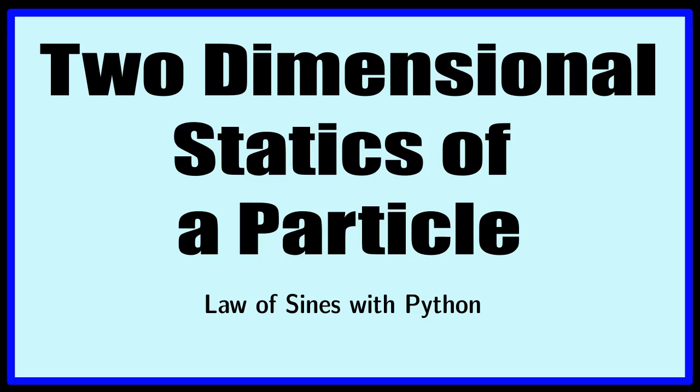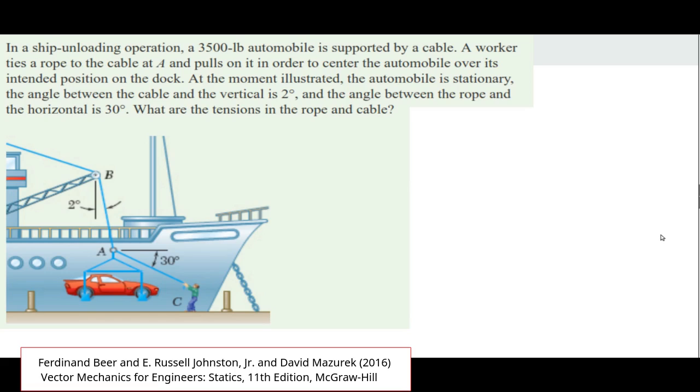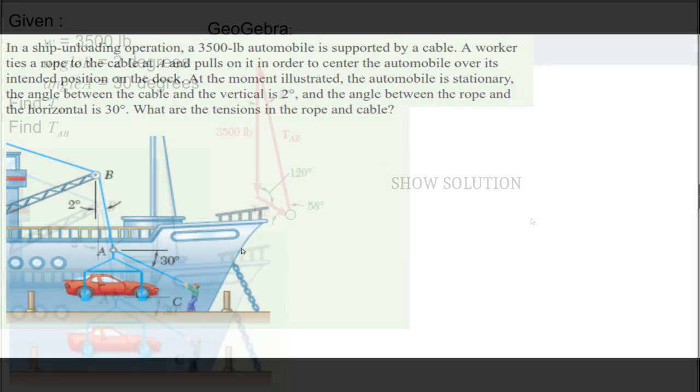This is the problem. Essentially, in a ship unloading operation, we're unloading a 3,500-pound automobile by a cable, and a worker ties a rope to the cable at A and pulls it in order to center the automobile where he wants it to land. At the moment pictured, the automobile is not moving, the ring is not moving, and neither is B. The angles between the vertical and horizontal are given there as 2 degrees and 30 degrees.